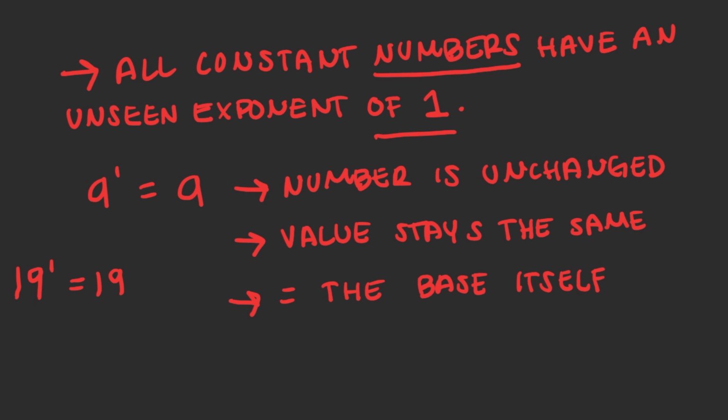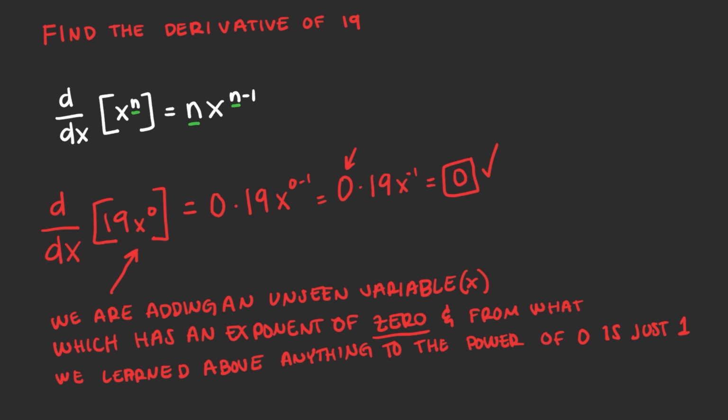But any number to the power of 0 will just equal 1. So 19 to the power of 0 equals 1. 200 to the power of 0 equals 1. 1000 to the power of 0 just equals 1. So knowing this, let's go back to our example and I'll explain a bit more why this all works out in the end. Our original example was to find the derivative of 19.